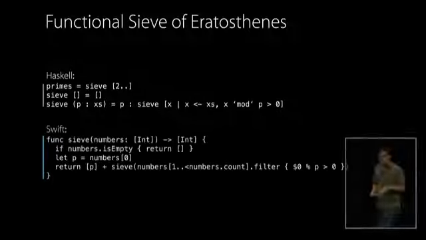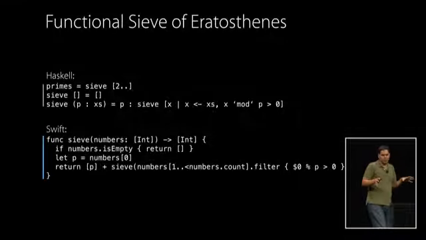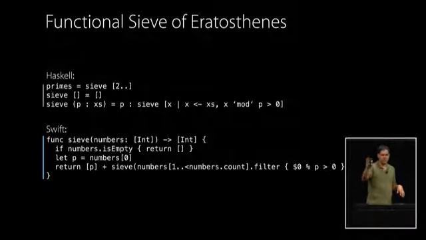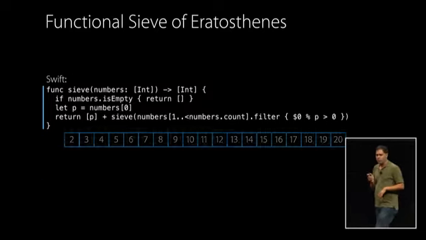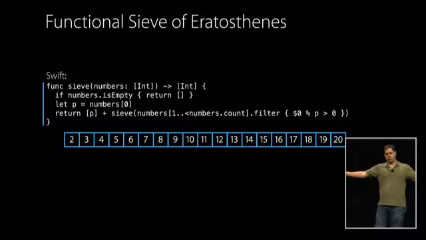Here's a very similar implementation, because it turns out Swift can do functional also. And if you want to make it lazy, that's an exercise to the reader, but it's not that much harder. We're going to walk through how this algorithm works, because it's very, very similar. OK. We start with our array of numbers from 2 to 20.